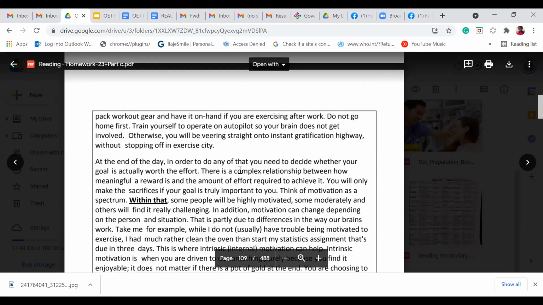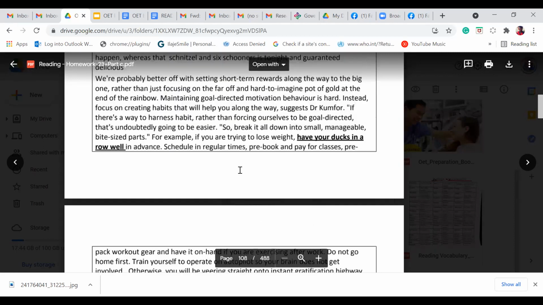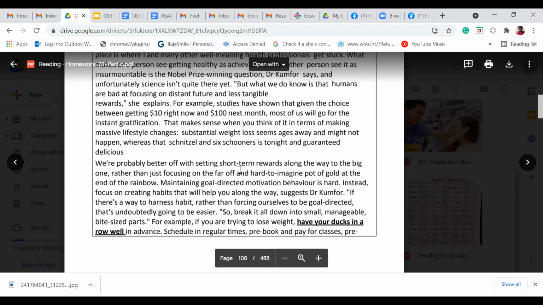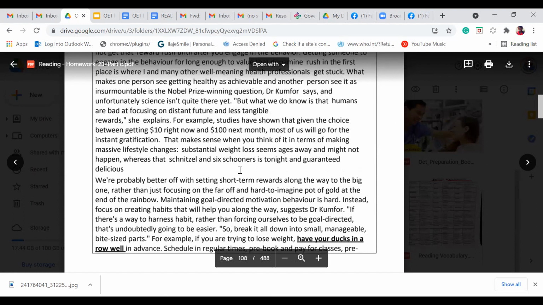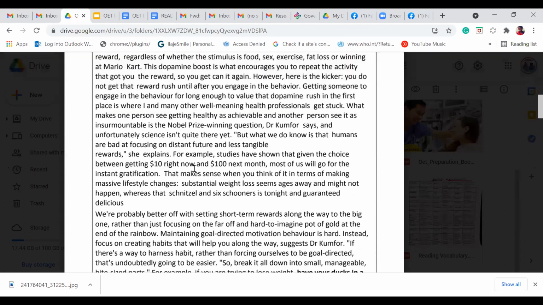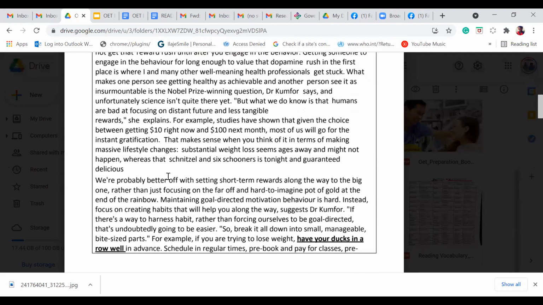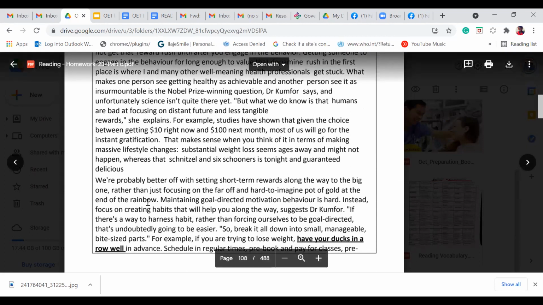Is it the paragraph we are talking about actually? I don't think so. Sorry. The fourth paragraph. This is the third paragraph. This is the fourth paragraph.